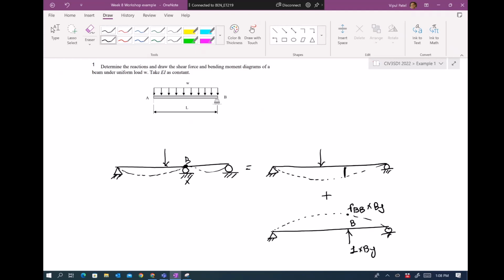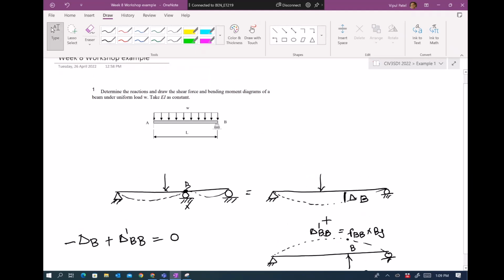So this is just compatibility conditions. What is compatibility conditions? The compatibility conditions will be like this. Let's say this displacement delta B and this displacement delta B dash. This one is down, this one plus. Both are equal to 0. And from that, we can find the unknown value. So that is the compatibility, because we need additional equations: the equilibrium equations plus the compatibility conditions. We can solve these examples. So now let's solve these examples.